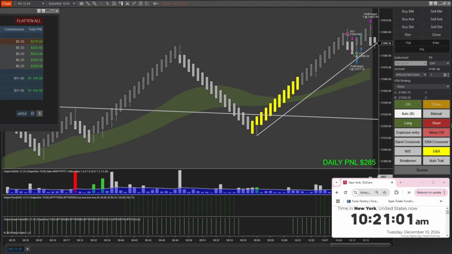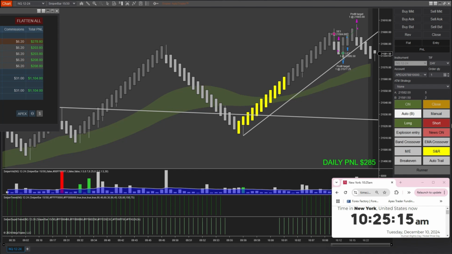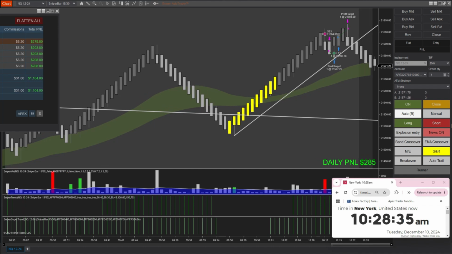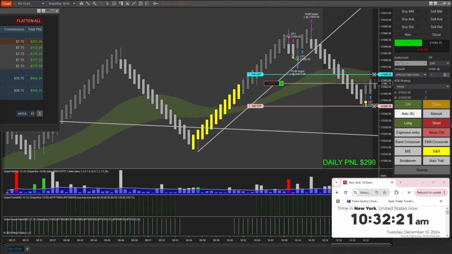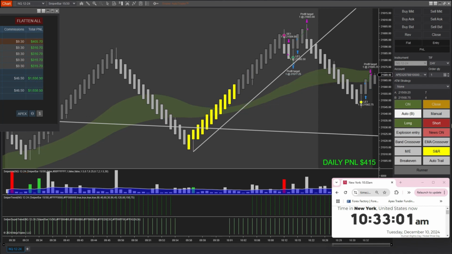Now the market is going down again. So let's see if we have a pullback entry or the market will come down. So now the market is coming down. So far, back to back two trades, and I'm trading in five different accounts. Now we took a third trade and we hit our profit target. So far $415. The market is kind of slow.